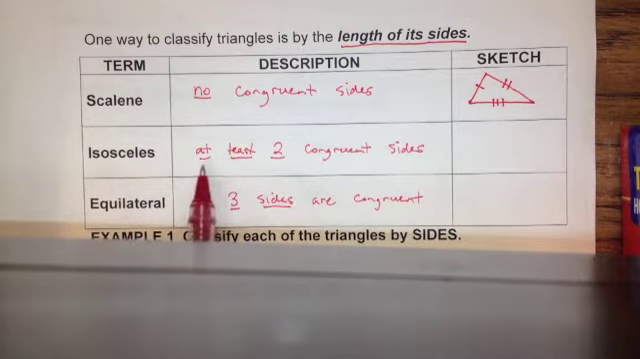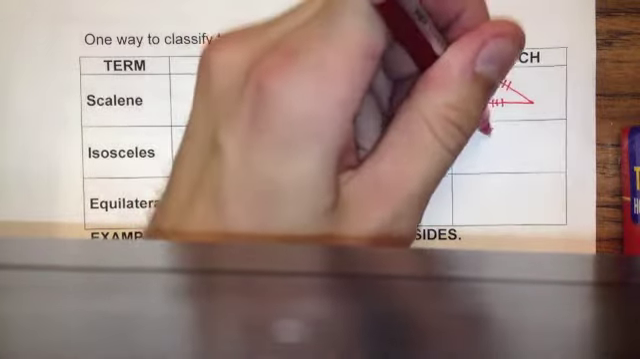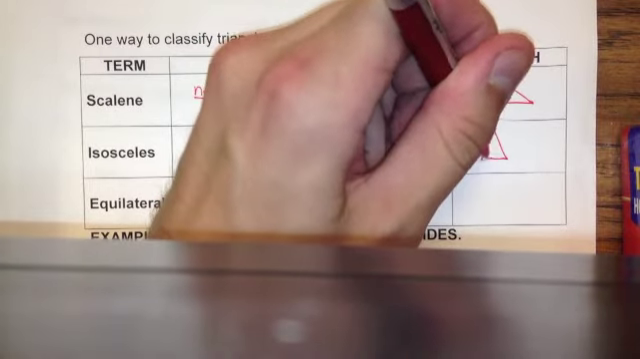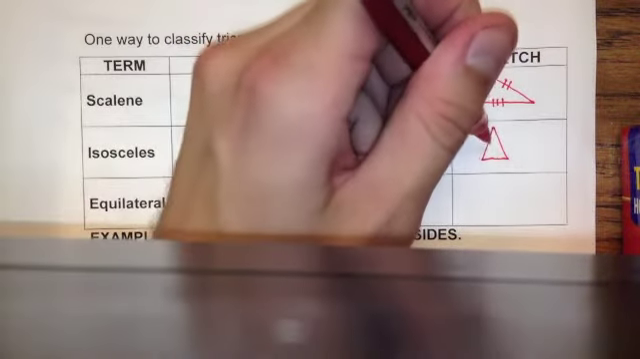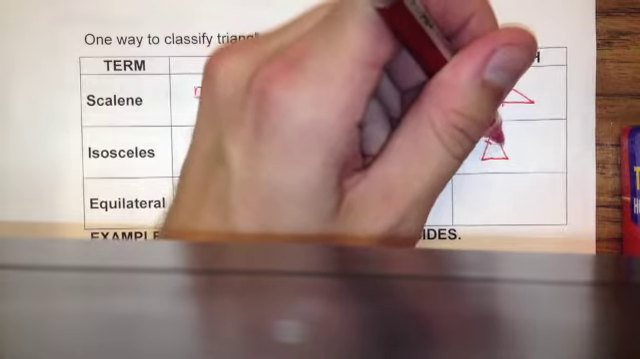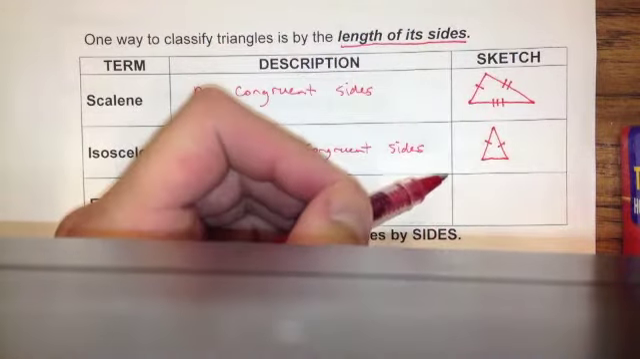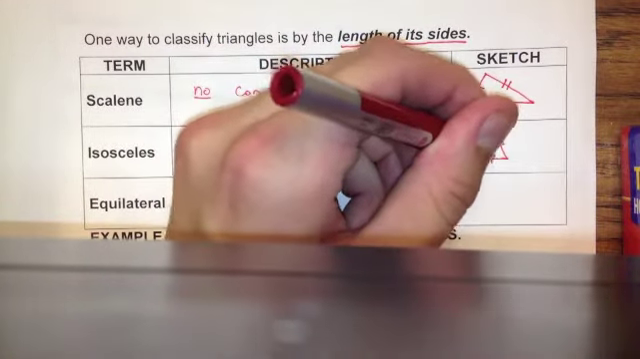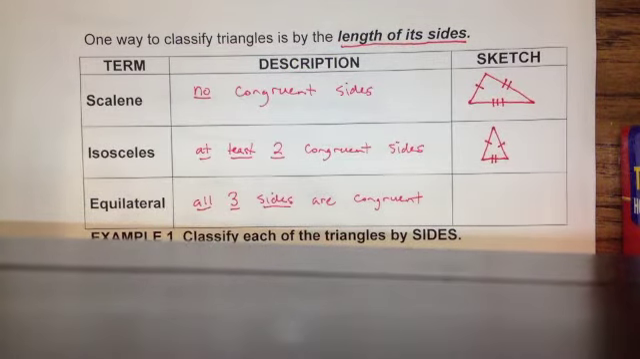An isosceles triangle with at least 2 congruent sides, big vocabulary word isosceles. Sketch you a triangle that has 2 sides congruent, both with 1 hash mark through them, and then 2 hash marks going through that side that's not going to be congruent.